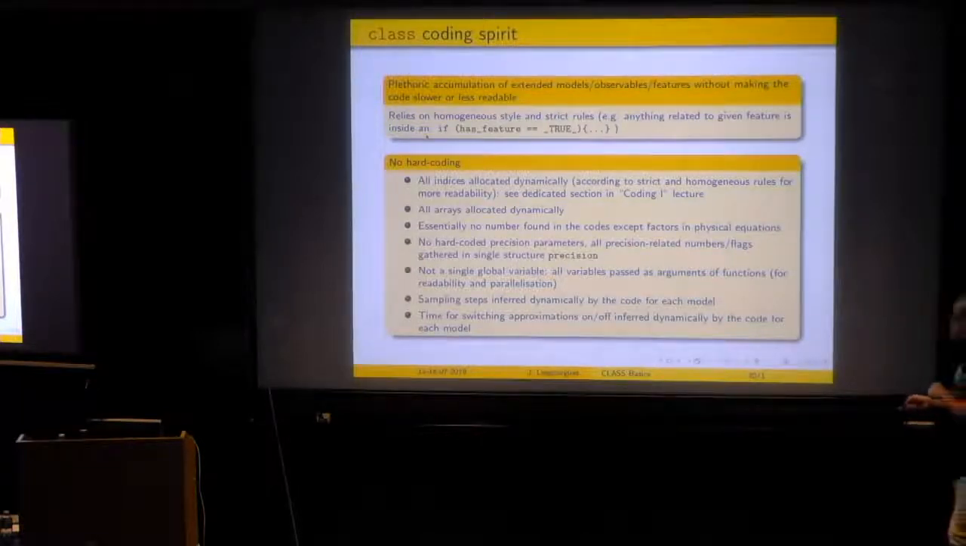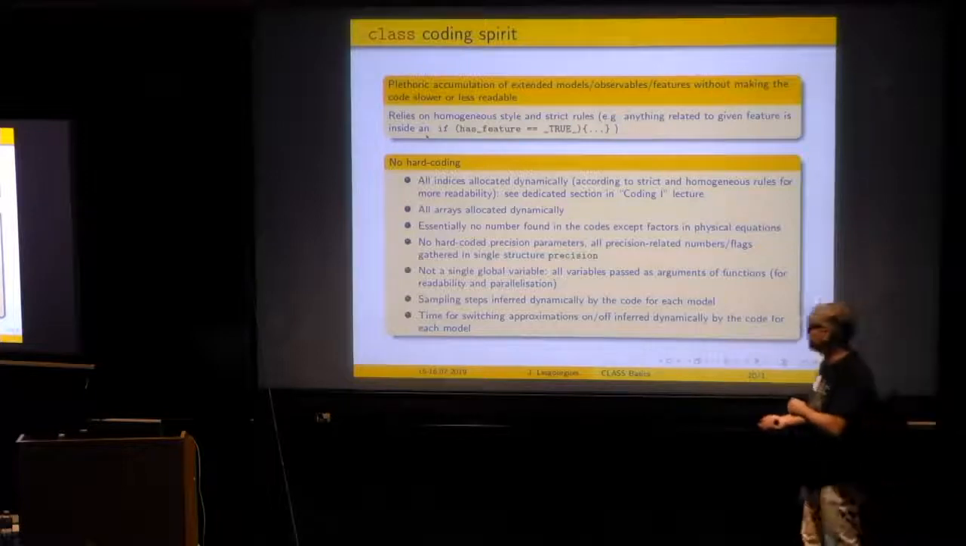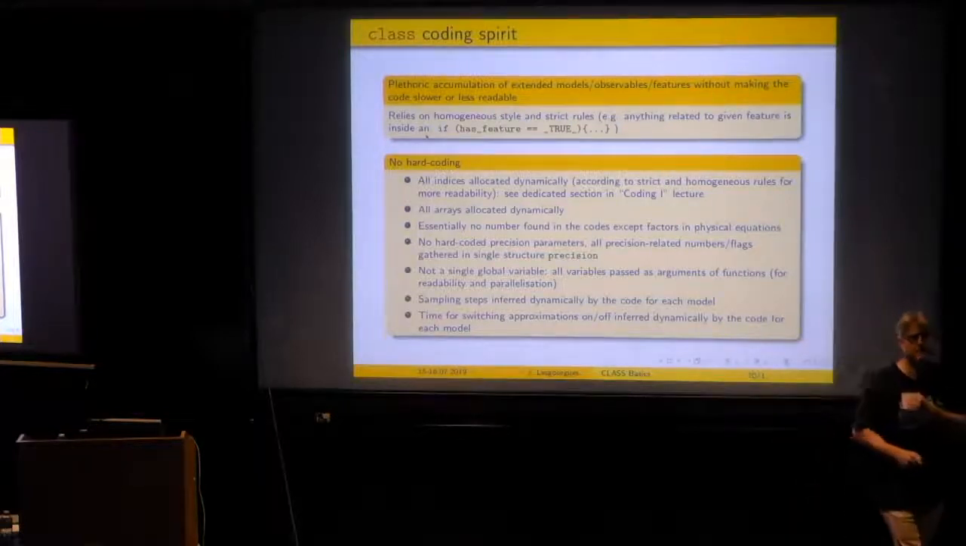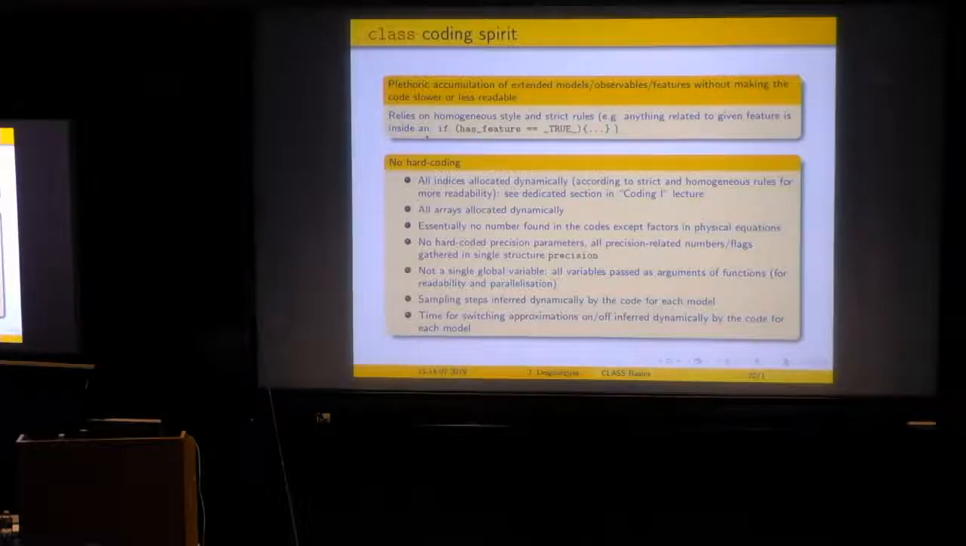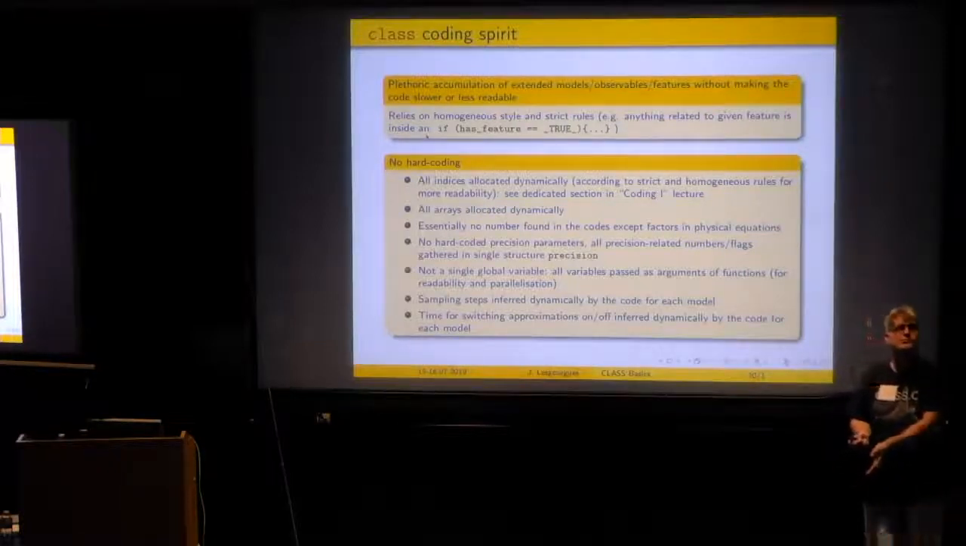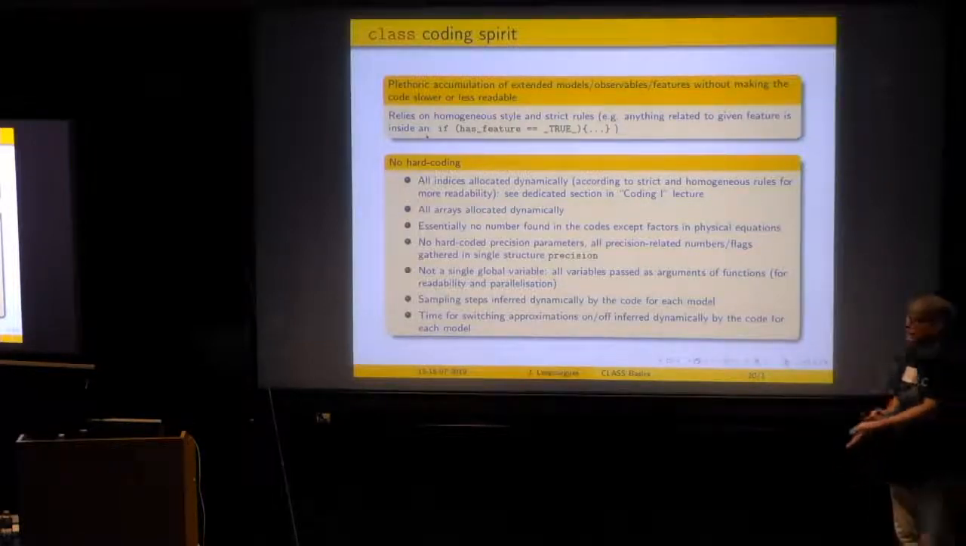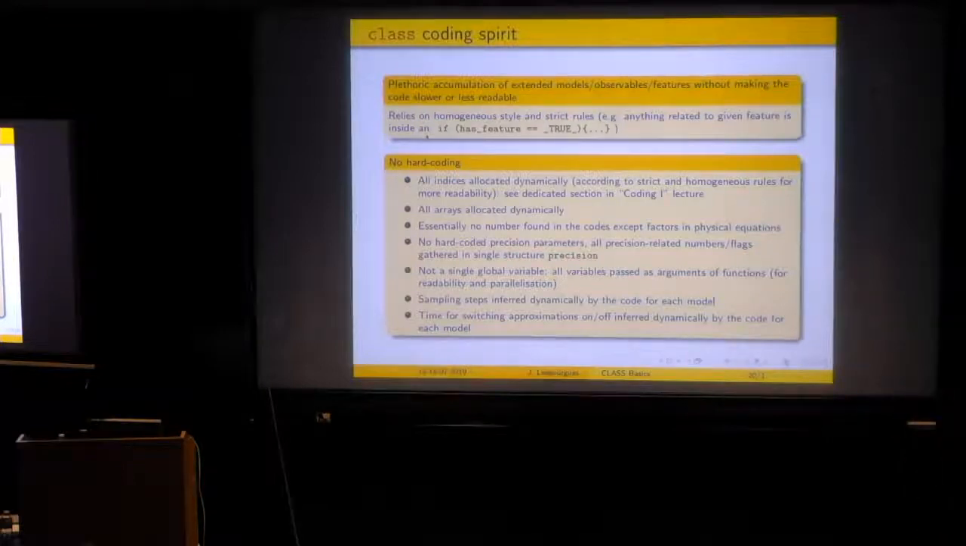So the time for switching the approximation on and off should always be decided by the code, depending on the criterion that you implemented. For instance, switch off tight coupling when the interaction rate is smaller than the Hubble rate, something like this. Okay, so this is a summary of what no hard coding means in CLASS.